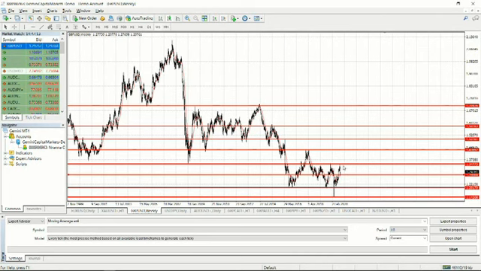For support and resistance, you place your levels. Once you have those levels on your chart, you want to watch those levels to be able to make decisions.